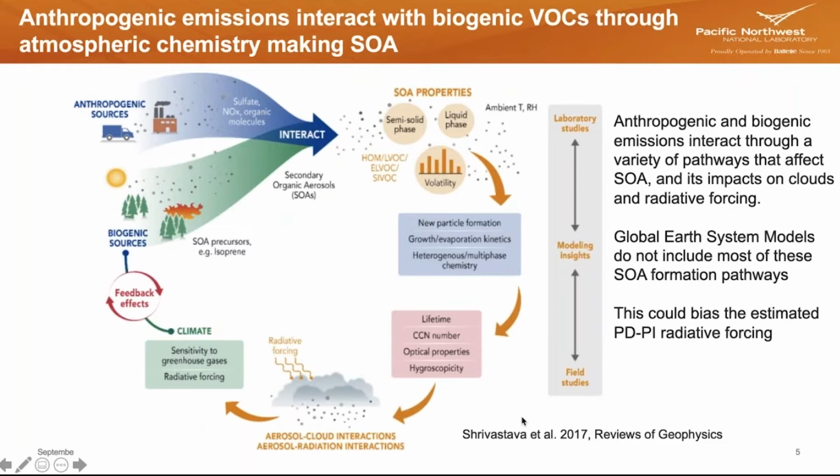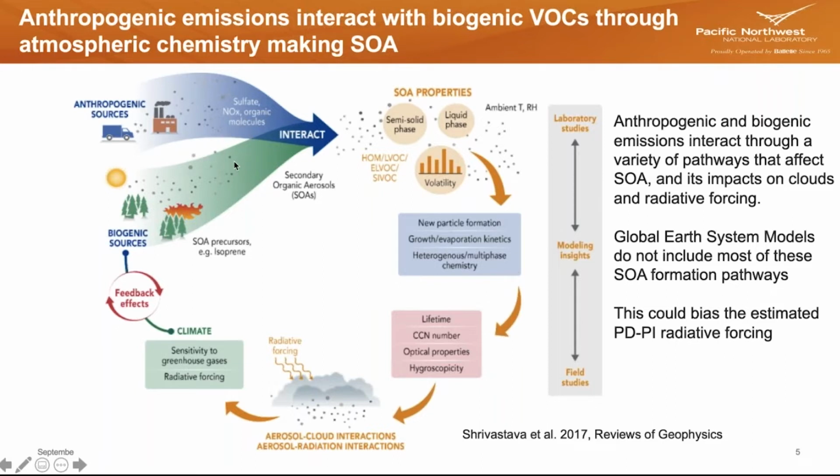So just to give a perspective, we wrote a review paper in the Reviews of Geophysics in 2017. And what this shows is that we cannot think of natural emissions and anthropogenic emissions as completely decoupled from each other, especially when it comes to SOA formation, because the emissions from biogenic sources like isoprene or monoterpene, these gases, interact with anthropogenic VOCs in the presence of sulfate and NOx and other organic molecules.